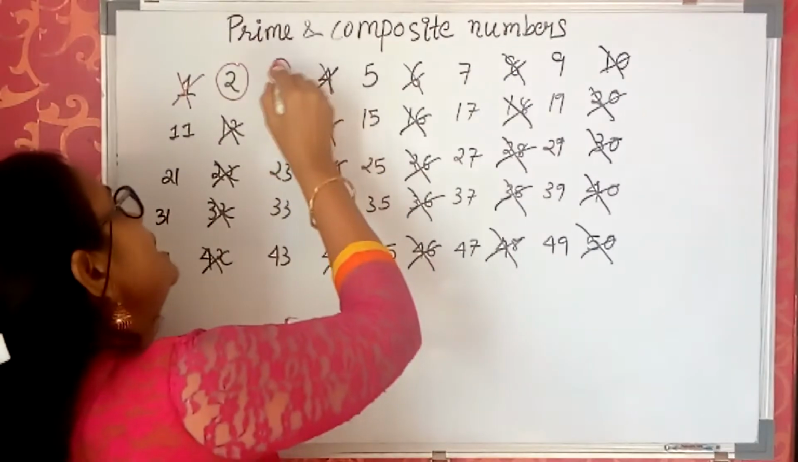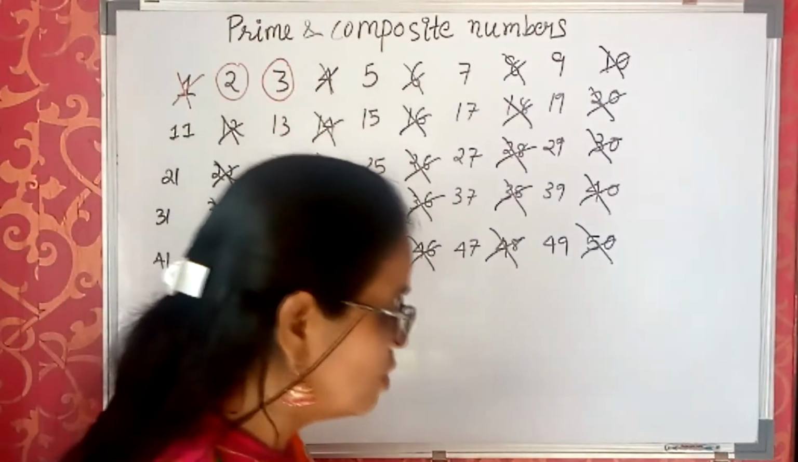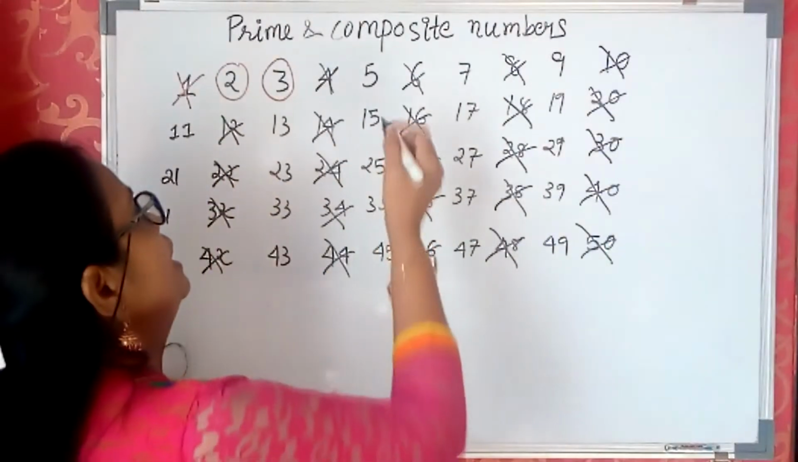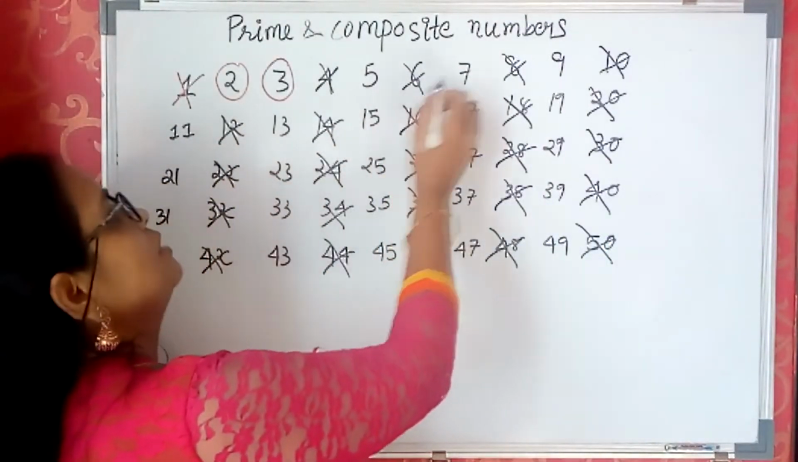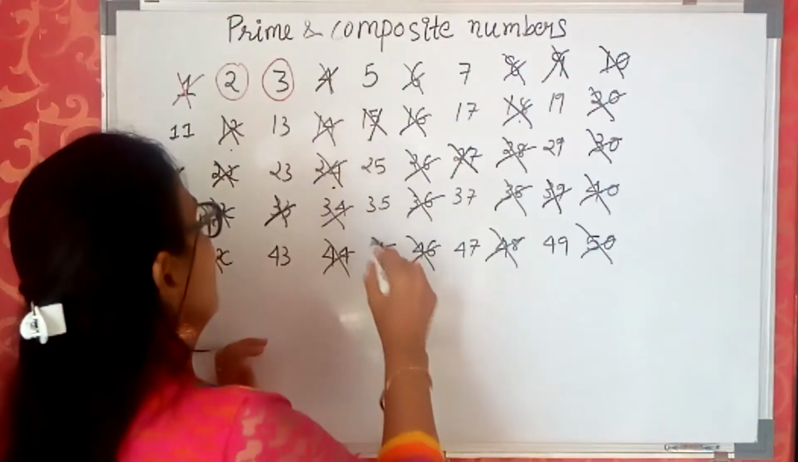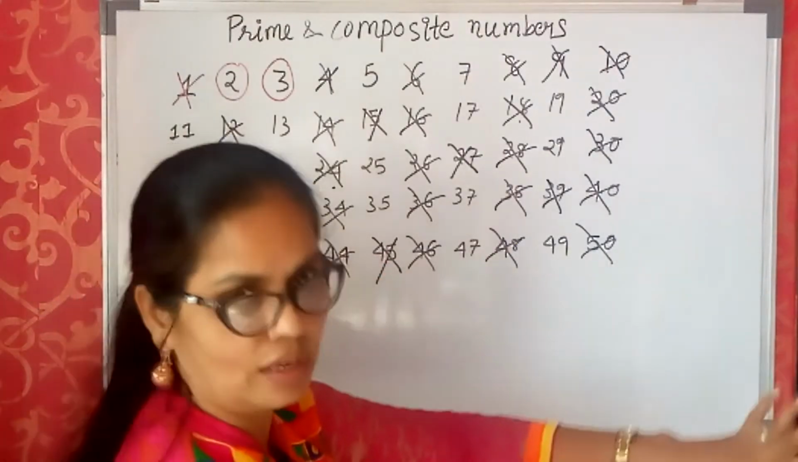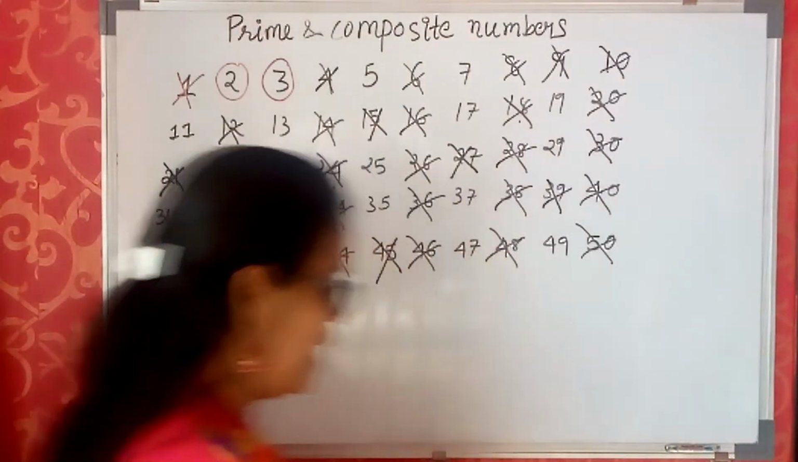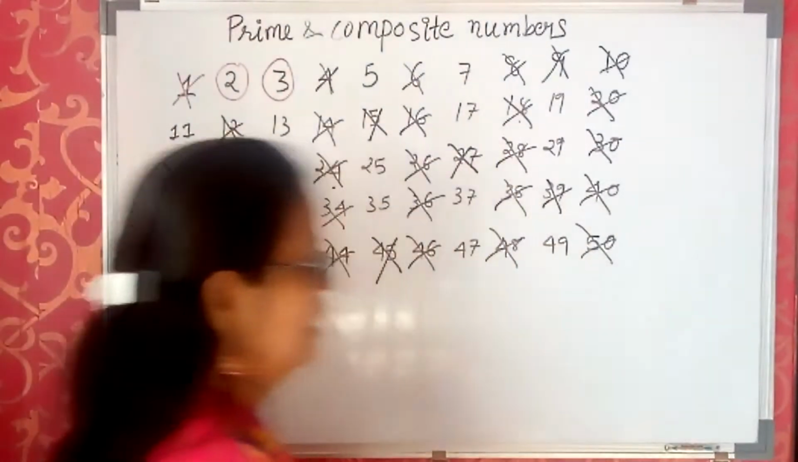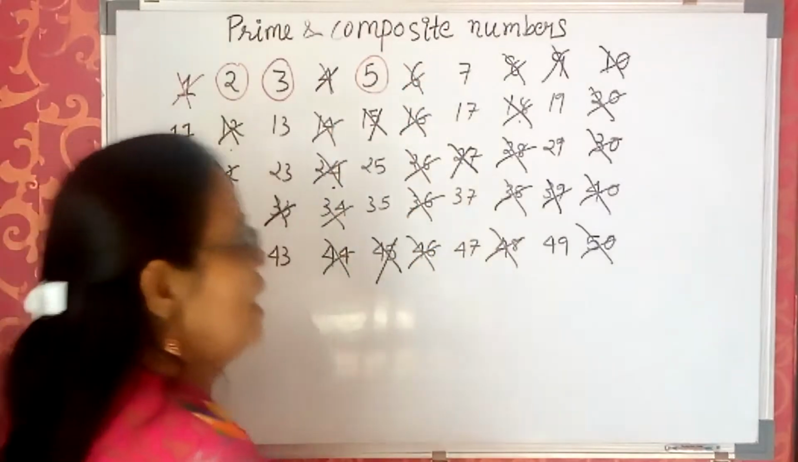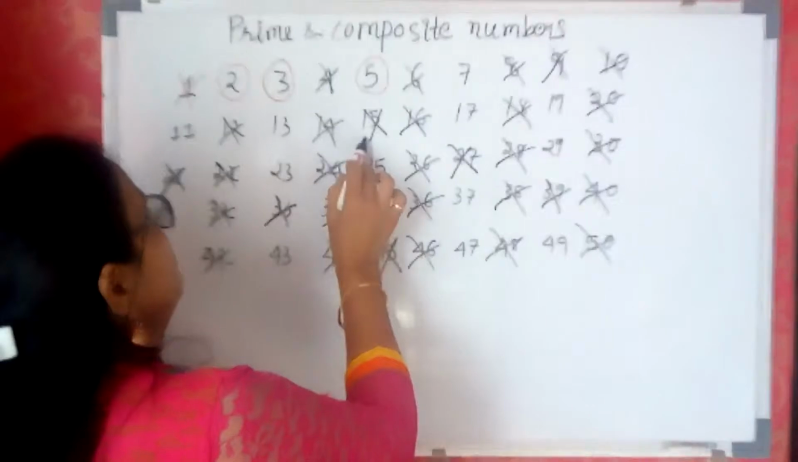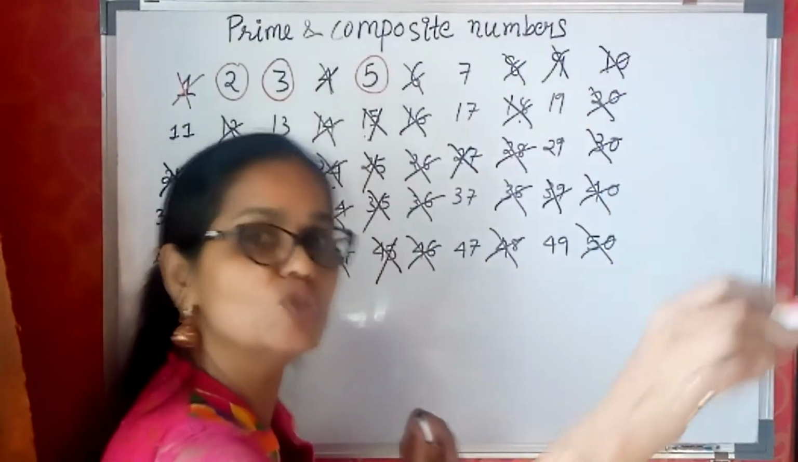Now I will encircle the number 3 and cross out the multiples of 3. So let's see the 3 table. 3 2s are 6, already crossed out. 3 3s are 9, 3 4s are 12, 15, 45, right? And so on. Now, next step, encircle the number 5 and cross out the multiples of 5. So, 5 2s are 10, 15, 45, 50 and so on.